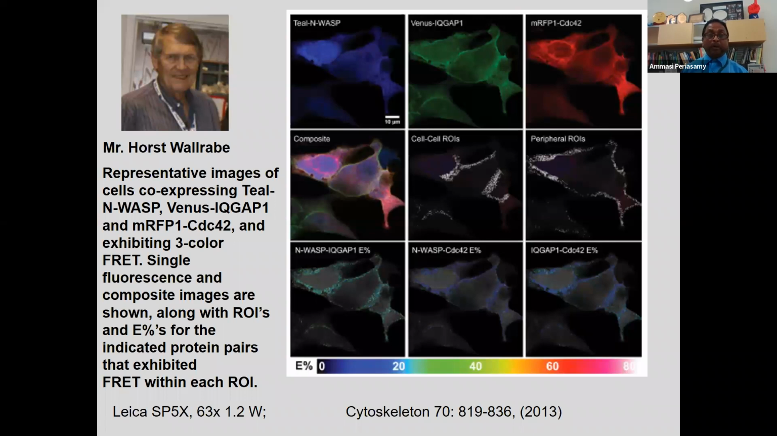And you can also do 3-color FLIRR, 3-molecular FLIRR. Here is N-WASP and IQGAP1 and CDC42. In the absence of CDC42, you can see very good FLIRR signal between N-WASP and IQGAP1, whereas in the presence of CDC42, the FLIRR signal decreases. The reason could be that there is a distance increase between N-WASP and IQGAP1.